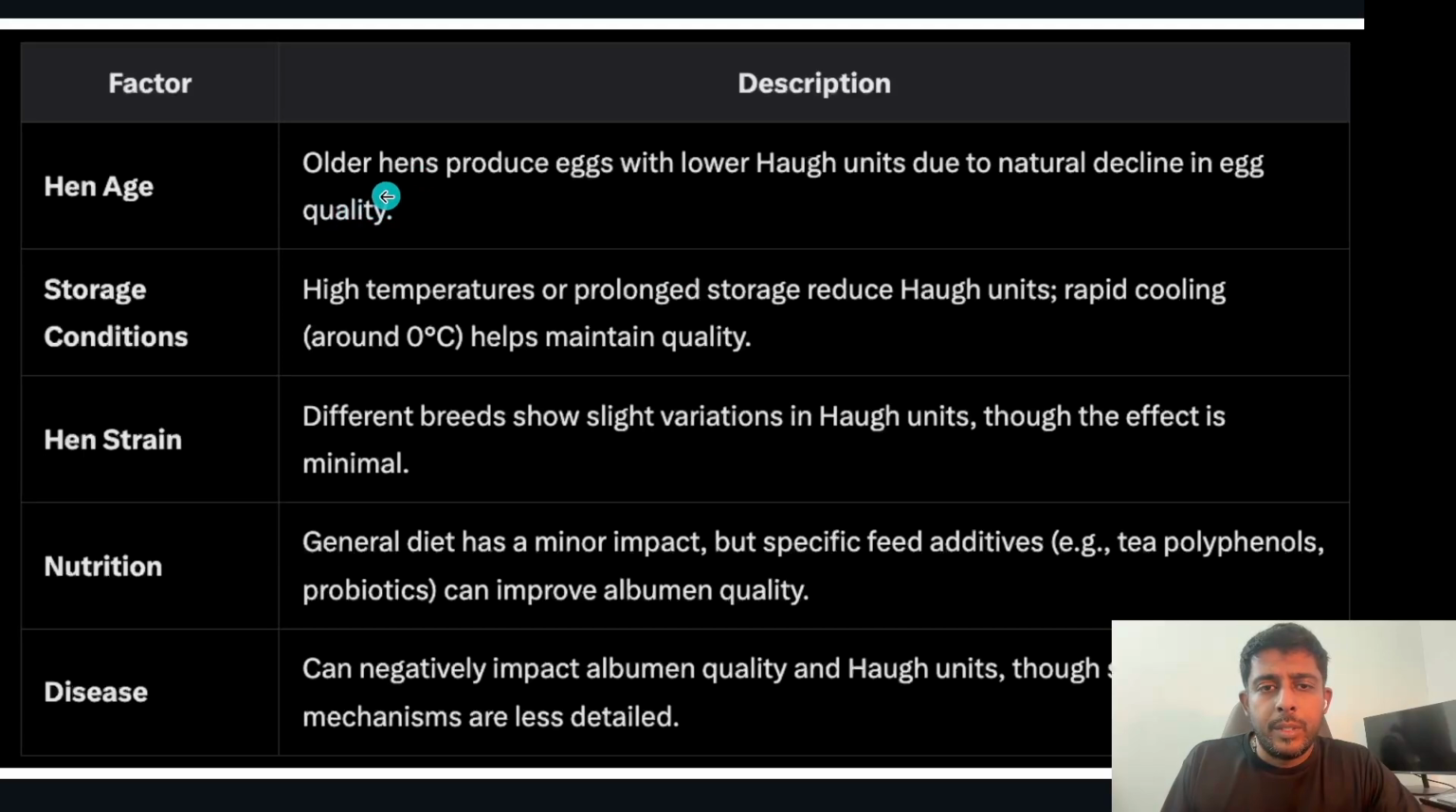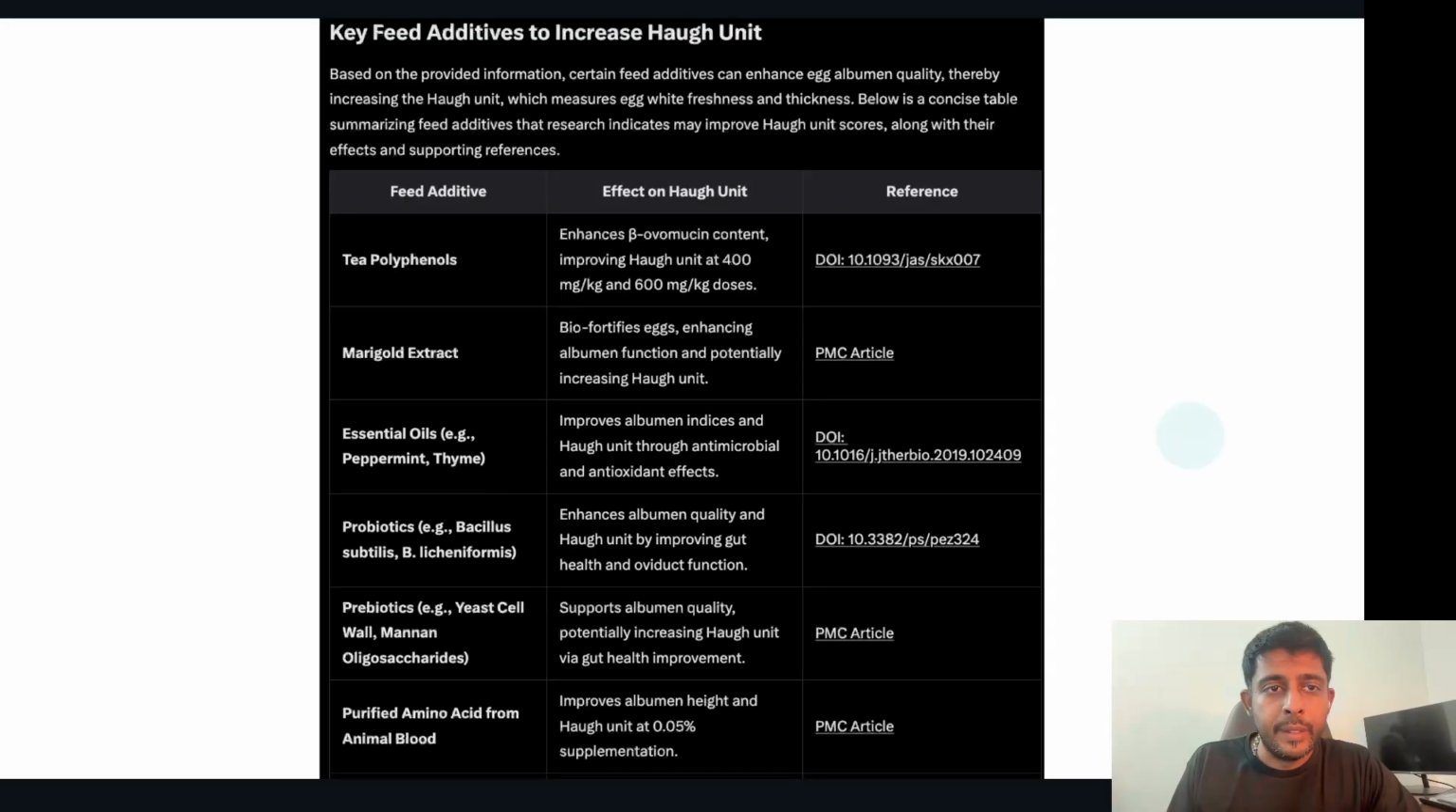Hen age, so older hens produce eggs with lower Haugh units. Storage conditions, if high temperatures or prolonged storage, reduce the Haugh units as well. Hen strain, different breeds have different Haugh units. Nutrition is also very important. We look at specific feed additives that can improve the albumin quality. And diseases also can affect the albumin quality negatively.